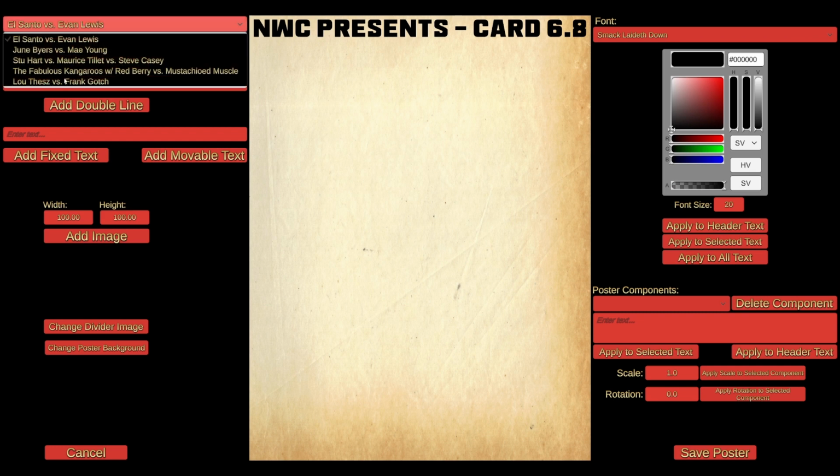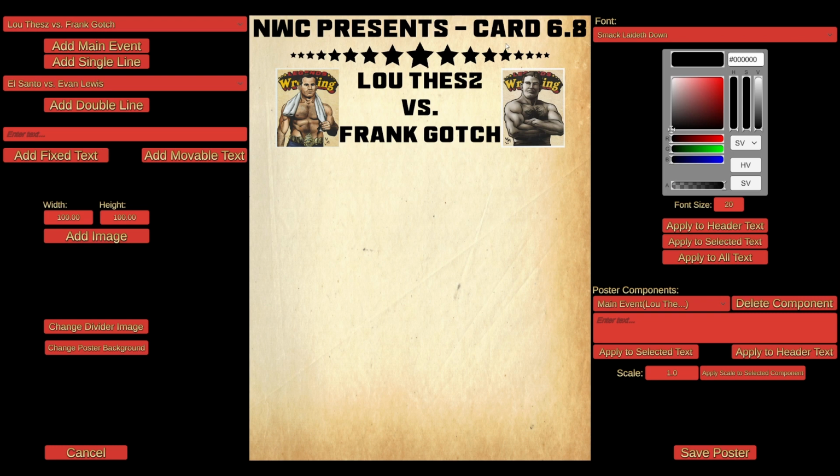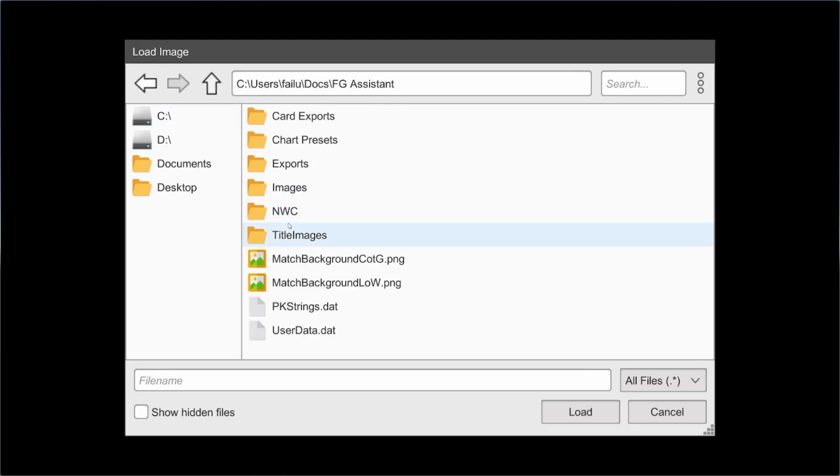So let's go ahead and add our main event to the card. We got Lou Thez and Frank Gotch. We're going to add that to the card. And let's say we don't like the star line up here. I personally like the star line, but let's say you want to be more creative and do your own thing. You don't want it there. So we're going to go ahead and change the divider image. That star line is called a divider image. And let's say you just want it to be blank.